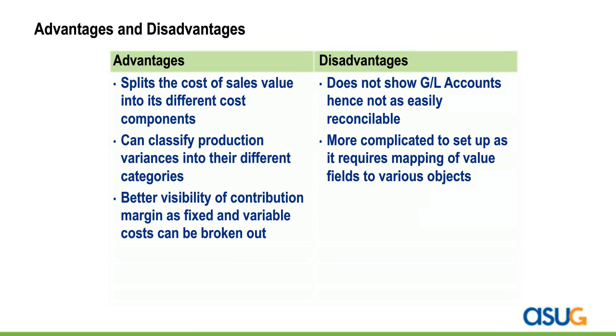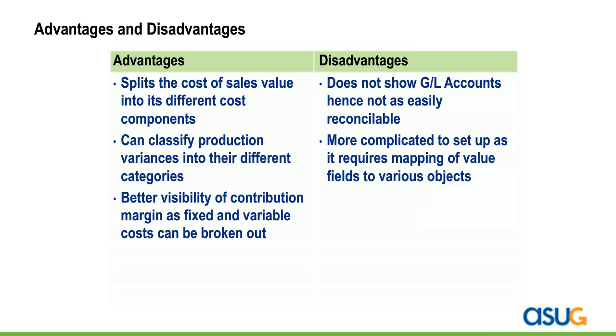The advantages and disadvantages. The advantage is that it splits your cost of sales value into different cost components. It also splits your production variances into various categories. You get a better visibility of contribution margin into fixed and variable. To summarize the advantages of costing-based COPA, you get a more granular view of your general ledger accounting.